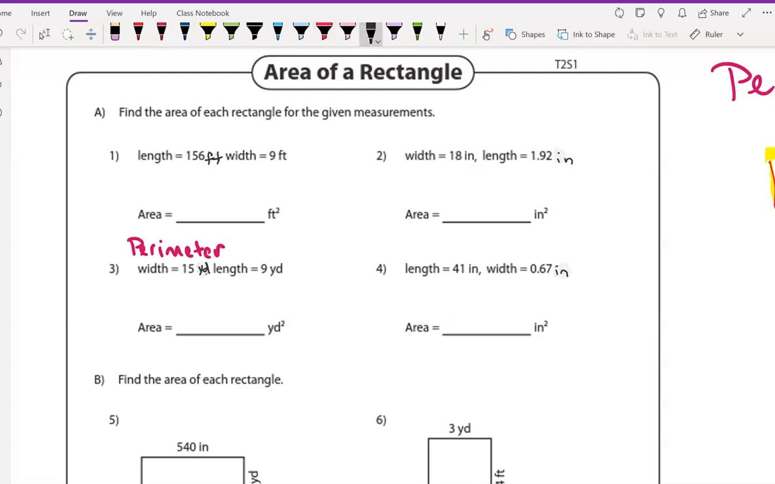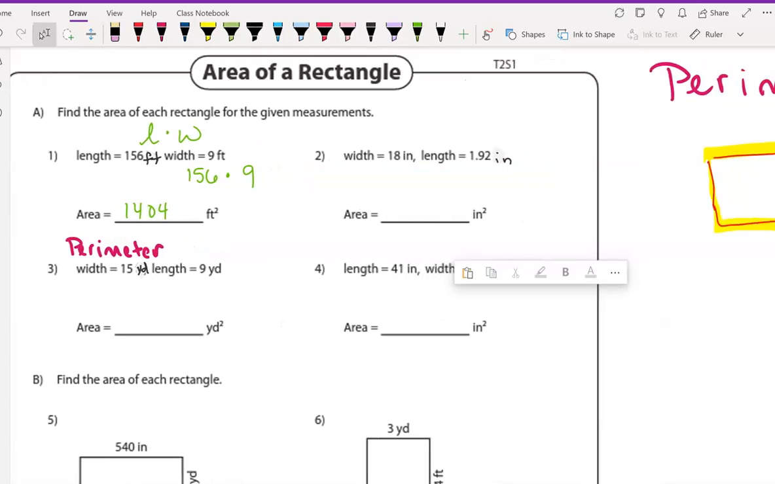So first, we are going to do base times height is what we're looking at, or L times W, whatever your preference is. Let's do L times W because that's what they're using here. We have the length, which is 156, and we're going to multiply it by the width, which is 9. So go ahead and do that on your calculator and see what you get. You should get 1,404. Now remember, we're working with area, so you need to put the label feet squared.